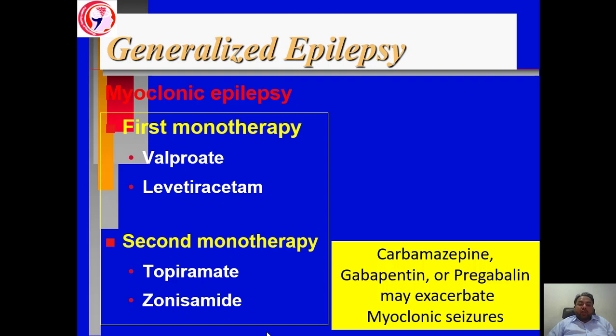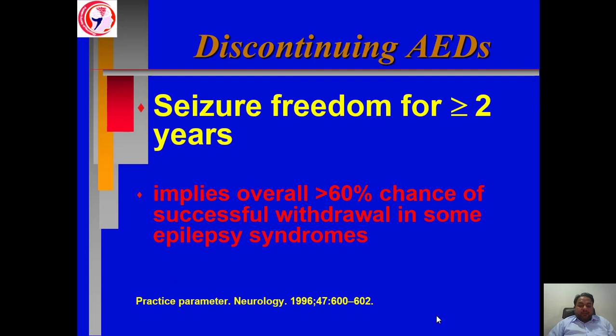Then myoclonic epilepsy. First line is valproate and levetiracetam. Second line is topiramate. Carbamazepine, gabapentin, or pregabalin may exacerbate myoclonic seizures. They should be avoided in these cases.